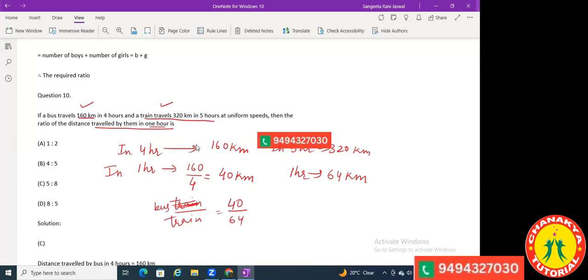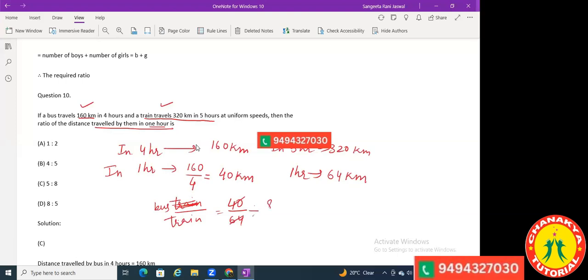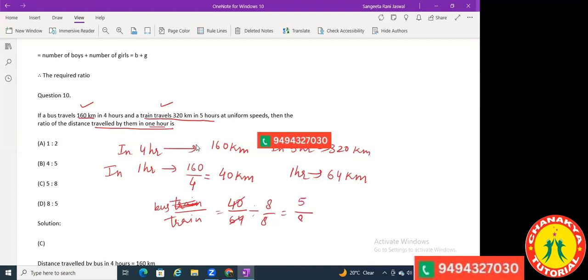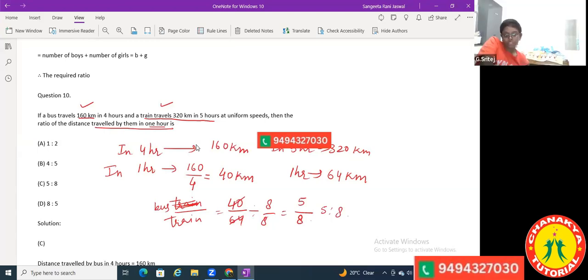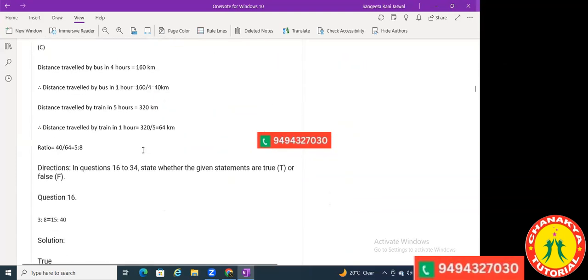Now you can just reduce it to lower form. Ma'am, I can divide with 8. If I divide this with 8, what do I get? 8 fives are 40, 8 eights are 64. So that is 5 is to 8. Yes, ma'am. See, I got the same answer. Good. Now the next one you will do.